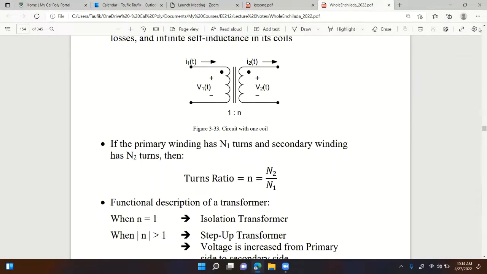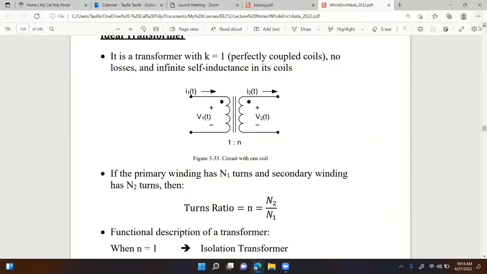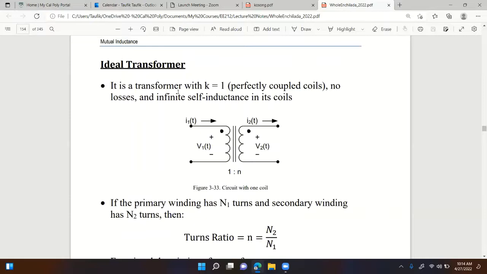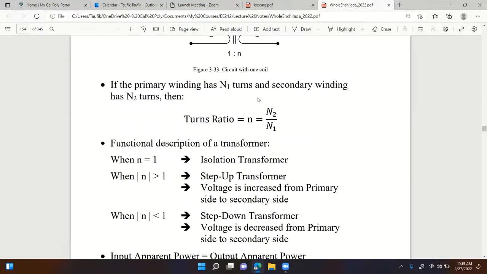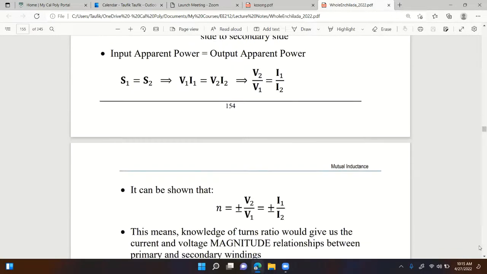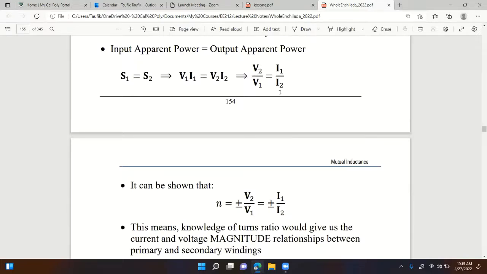Once we're done with that, we went on to review the ideal transformer, which is the second type of transformer. In ideal transformers, we got rid of M and we use turns ratio instead of M. So we are using lowercase n, which is for turns ratio, as opposed to using the mutual inductance M. And then we looked at the definition of the turns ratio, which is N2 over N1, which is related to V2 over V1 and I1 over I2.